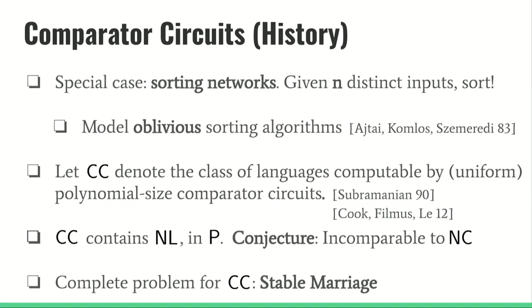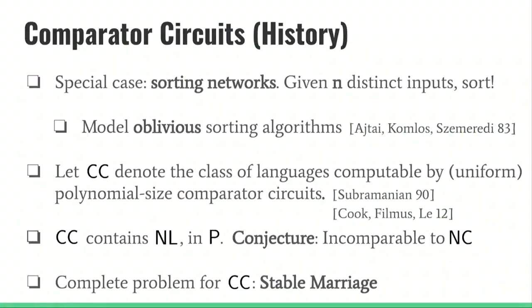So if I let CC denote the class of languages computable by polynomial size comparator circuits, it turns out to be quite a nice class. It contains NL, non-deterministic log space. It's contained in P, because clearly any Boolean circuit can simulate one of these things. And what's interesting is that it's conjectured to be incomparable to NC. If you're familiar with the complexity classes inside P, this should come off as a little bit weird, because there are not very many classes which are orthogonal to NC but contained in P. And there's actually a very natural complete problem for this class of circuits, and this is the stable marriage problem.